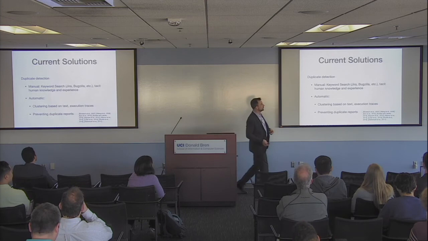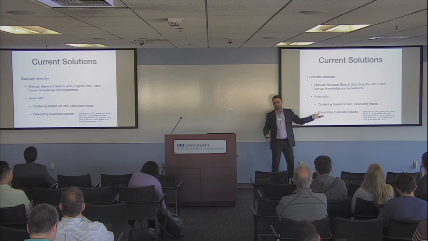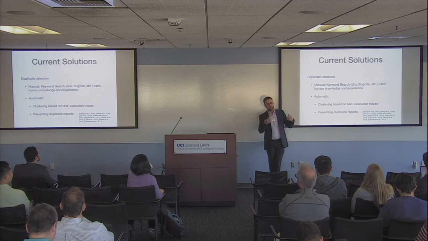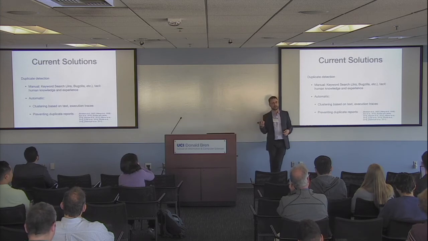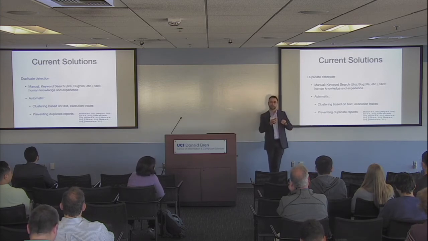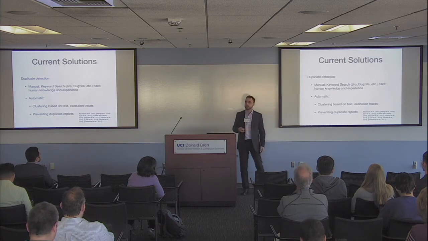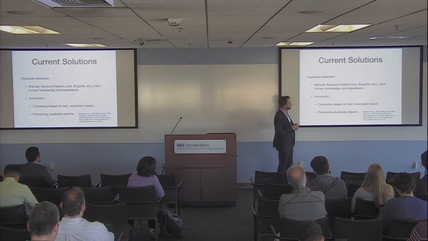The current solutions to handling this are either manual or automatic. In practice, what's done is more of a manual approach, where someone or a team of people are going through the submitted bug reports and looking to see if someone's already submitted that bug report. That's either using their knowledge and experience from reading past bug reports or doing keyword searches, where you say, I kind of remember somebody submitting a bug about the login page or something like that, and you search and try to find the original bug report and then mark this new one as a duplicate.